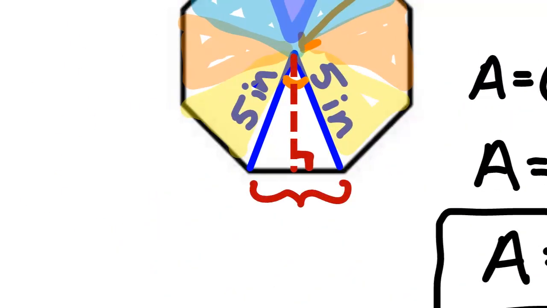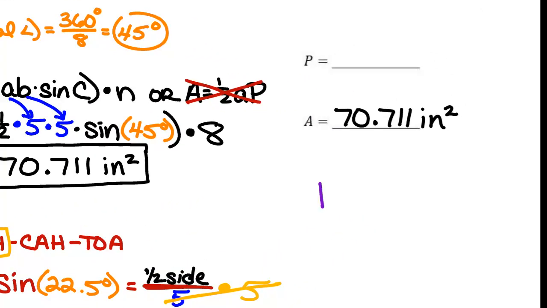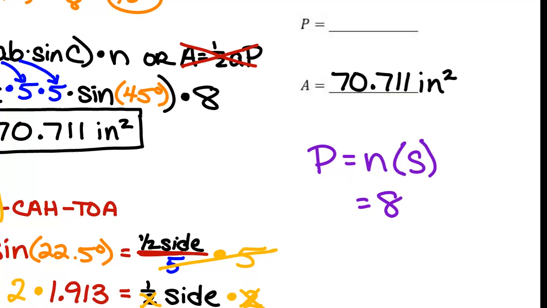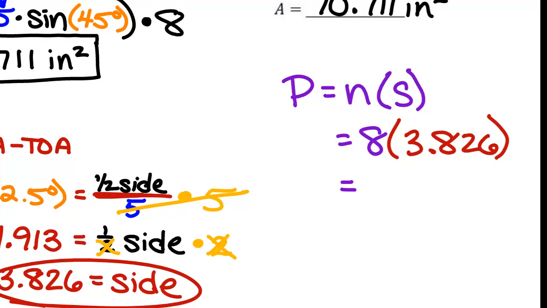So if this right here is 3.826, what would I do to calculate the perimeter? Times it by 8. Perimeter is number of sides times the length of each side, so that would be 8 times 3.826, which gives us a perimeter of what? 30.614.